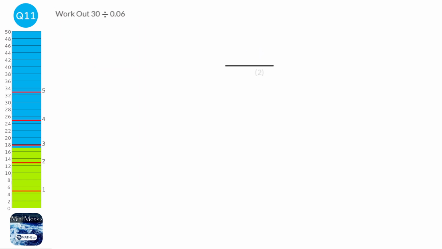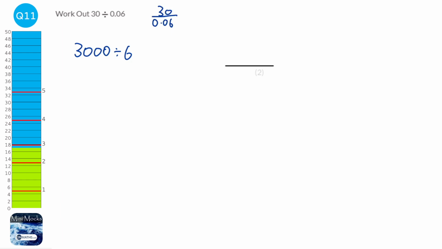Sometimes it's easier with these questions to multiply both numbers by, say, 10 or 100 or 1,000. So if we look at the 0.06, if we times that by 100, it would make the question a lot easier. But with a division, if you times one of the numbers by 100, you have to times the other one by 100. So we just go times the 30 by 100, and times the 0.06 by 100 to make that 0.6. And this actually is the same calculation as 30 divided by 0.06. The reason being is that you can write that as a fraction.